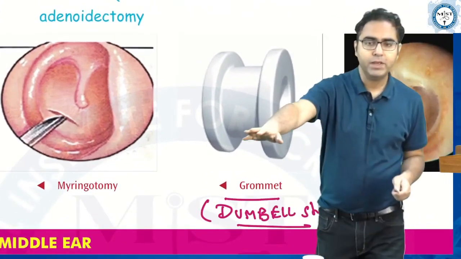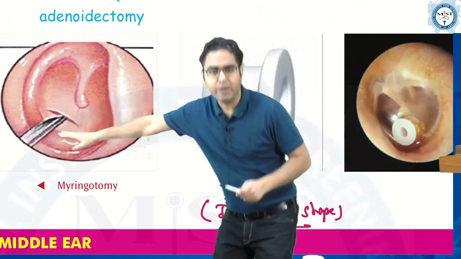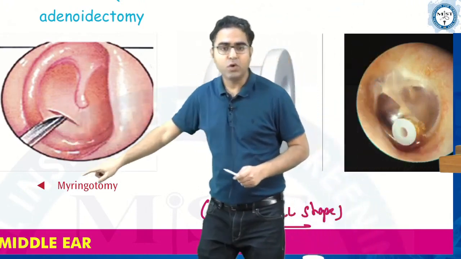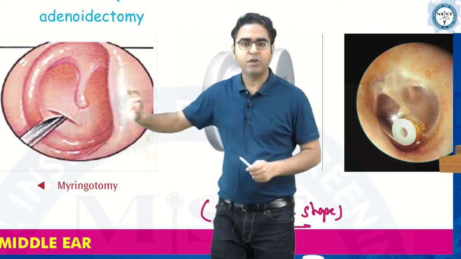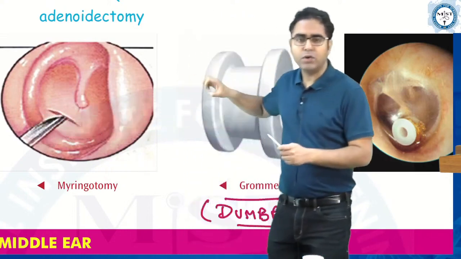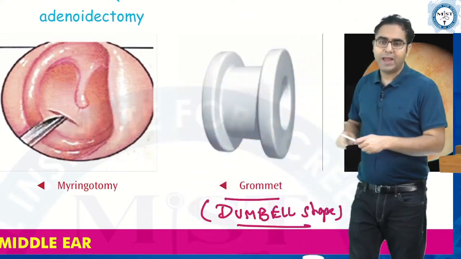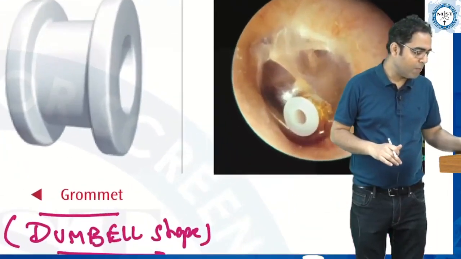So what do you do? You do the myringotomy. Can you see? You give a cut on the tympanic membrane. Then you put a suction there. You suck the glue out, and then you take the grommet, and in the same cut you put the grommet, beta.